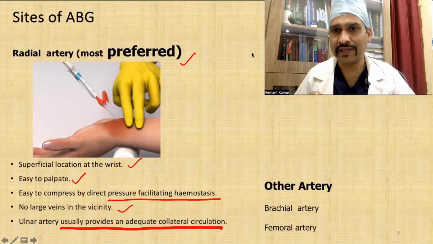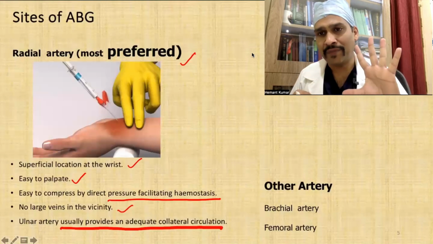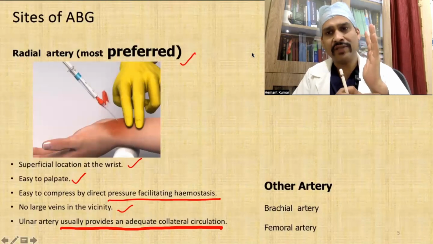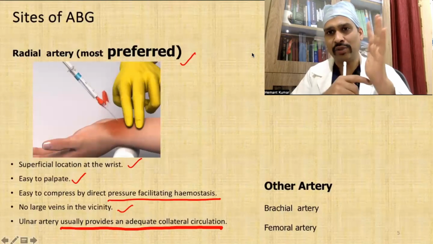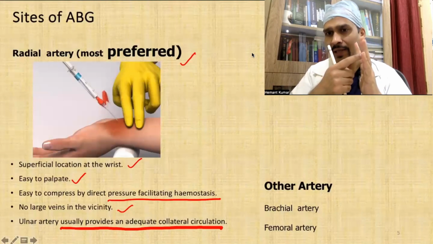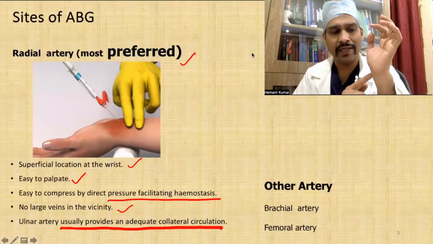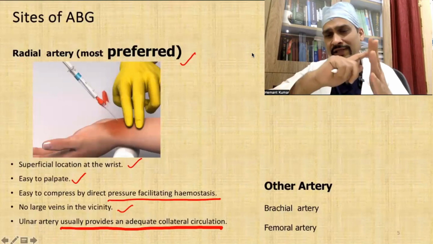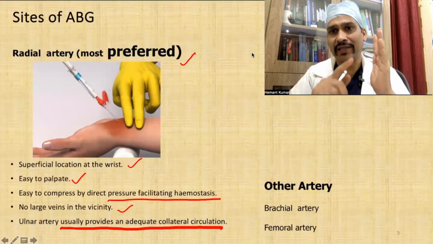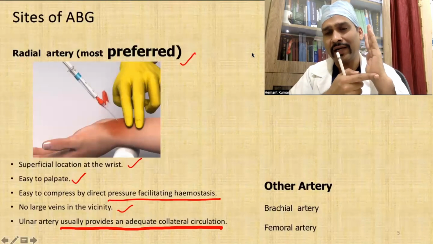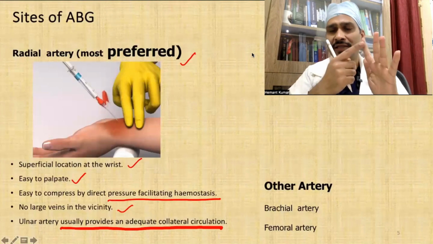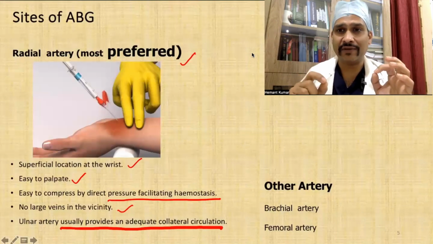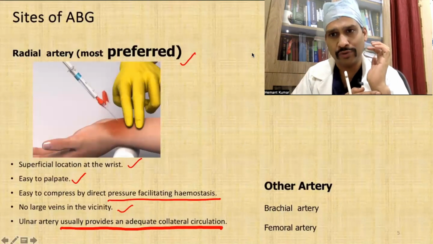What is collateral circulation? See, this is the palm. It has two arterial supplies. One is radial and another one, medial, is the ulnar artery. So radial artery, ulnar artery. If you are taking ABG from the radial artery and suppose it gets thrombosed, it will affect this blood supply. But luckily, we have collateral from the ulnar artery which supplies this palm. So before taking ABG, we have to check whether our ulnar artery is working or not.